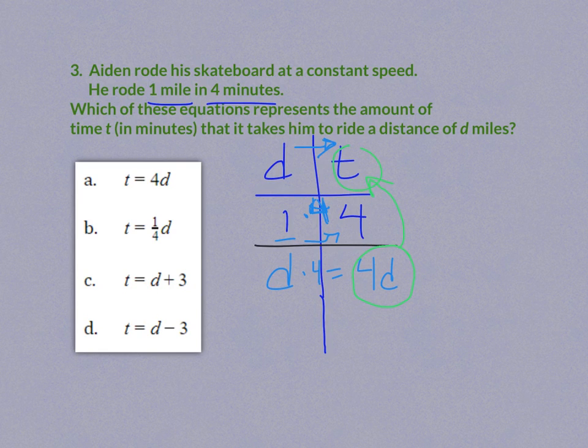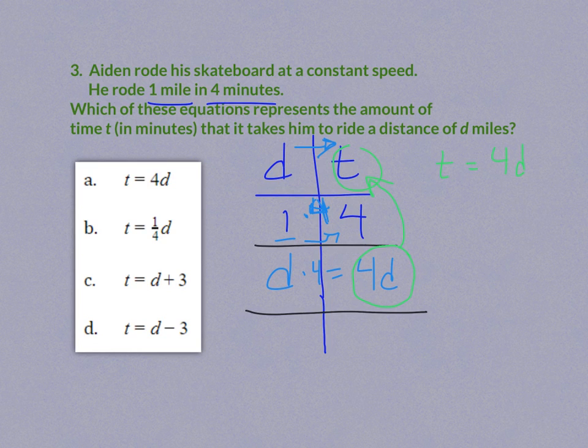So I know that for one of my equations, I'm going to have 4d is equal to t. Because remember, once I send that variable through, I then set it equal to the variable at the top of that column. So my first equation would be t equals 4d. Or if you write 4d equals t, same exact thing, that would be fine.